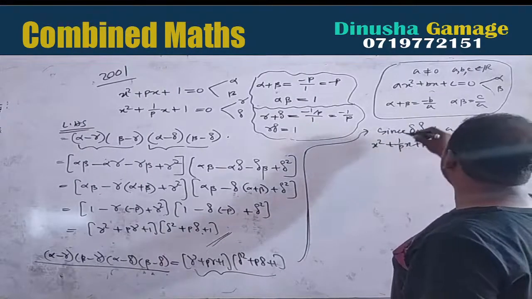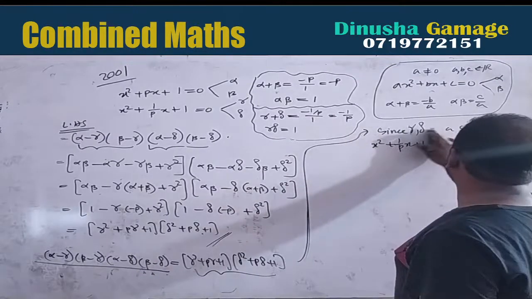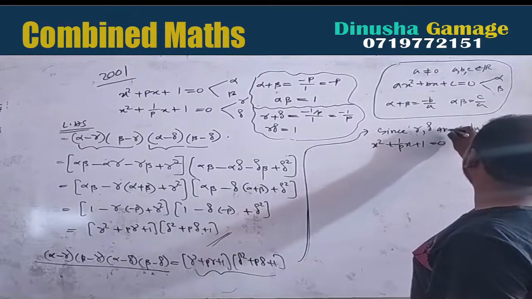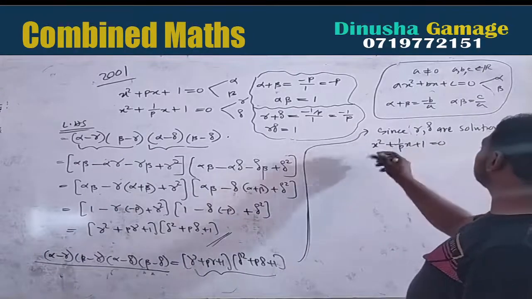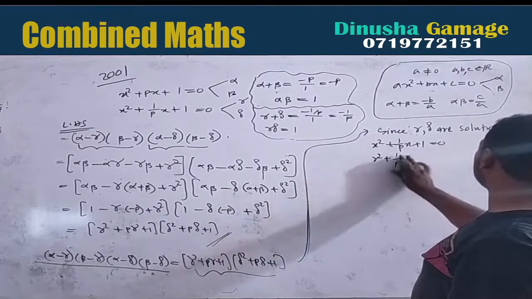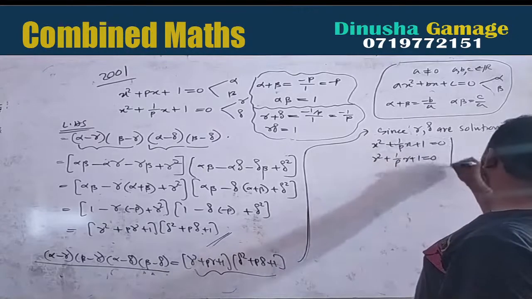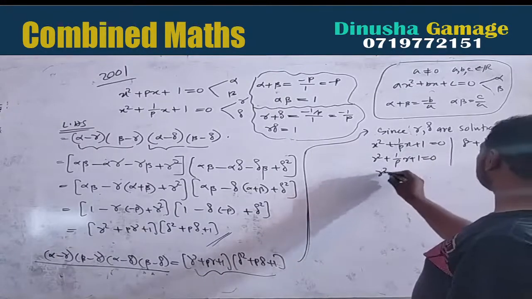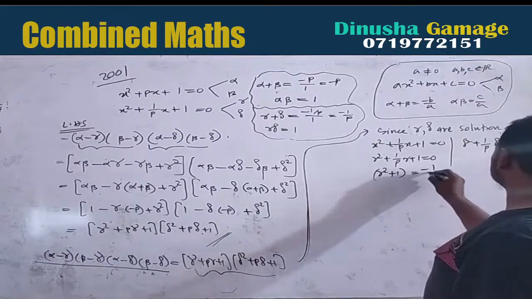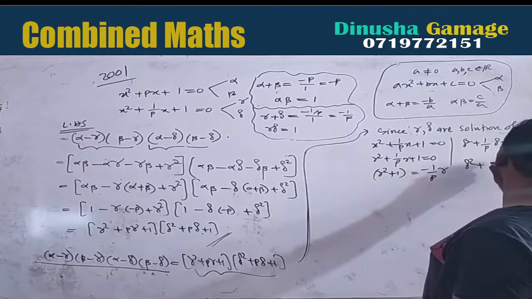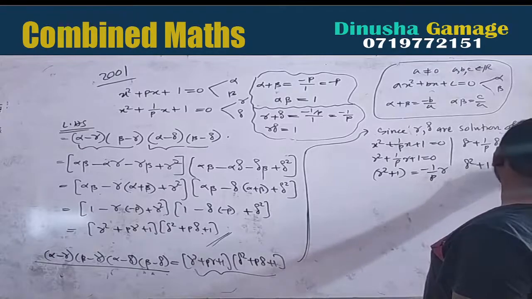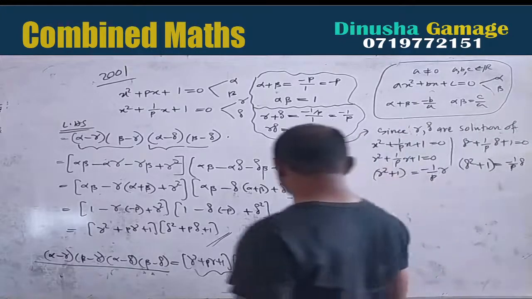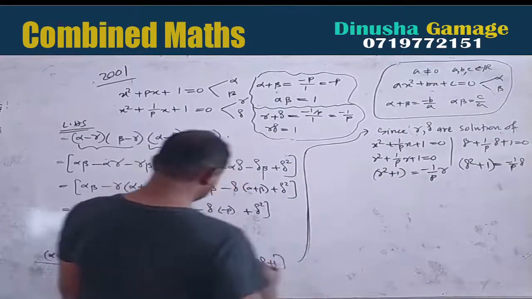Gamma and delta are, since gamma, delta are solutions of this, substitute: gamma square plus 1 over p gamma plus 1 equals 0 and delta square plus 1 over p delta plus 1 equals 0. From this you can substitute gamma square plus 1. It is minus 1 over p gamma. Delta square plus 1 equals minus 1 over p delta. Correct? Yes, you are getting these two, gamma square plus 1 and delta square plus 1, from this.